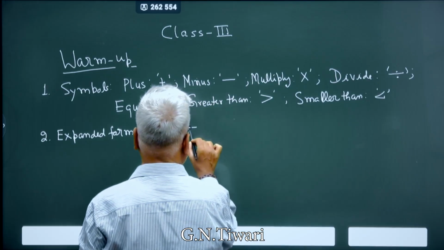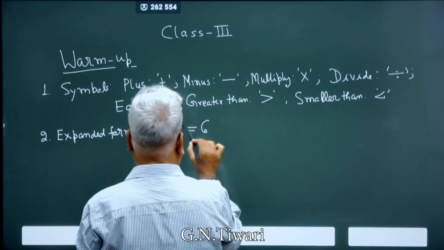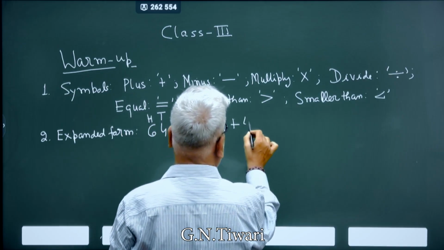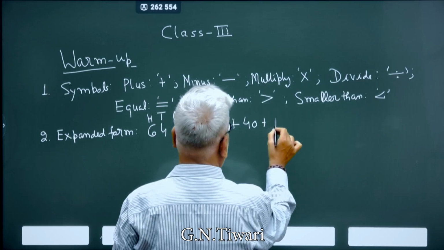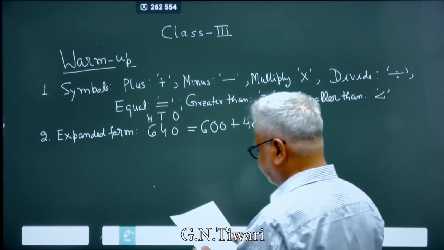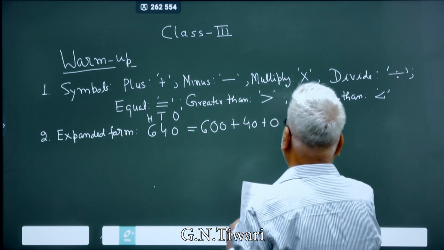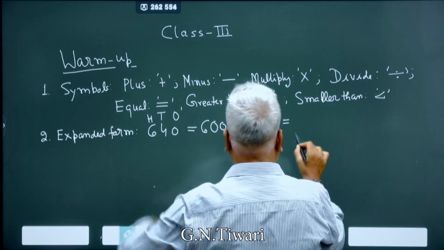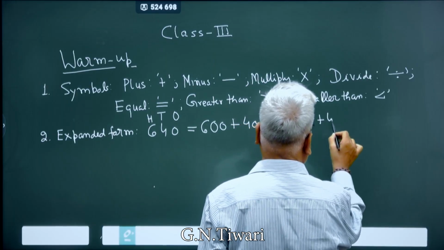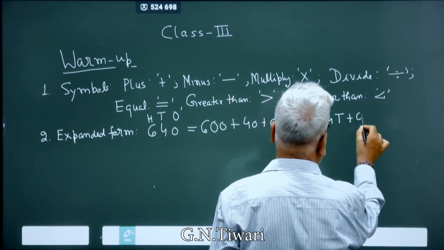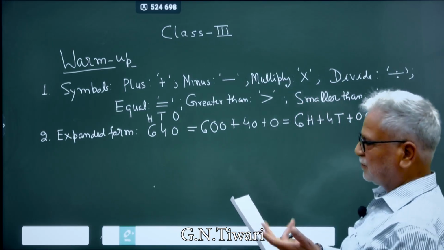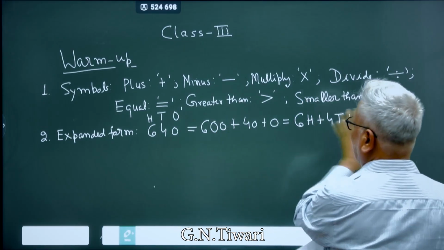Like this, 6 below H, 600, plus 4 tens means 40, plus 0. That is the expanded form. And you can also write it this way. 6 is below H, so 6H plus 40 plus 0. Here I am writing ones, because there will be confusion. If I write O, it can be 00. So this is the first form and this is the second form.